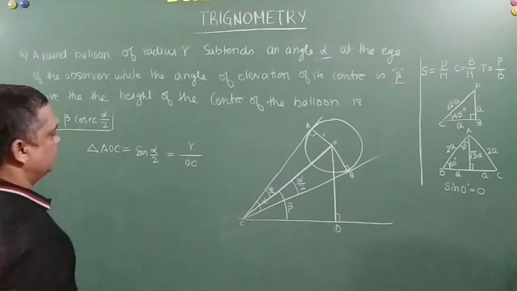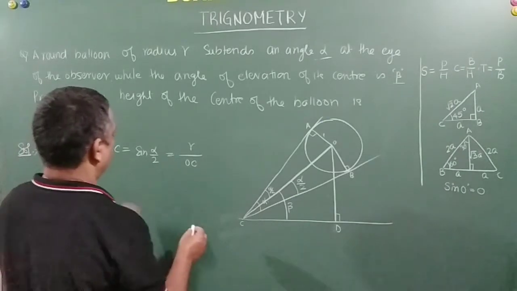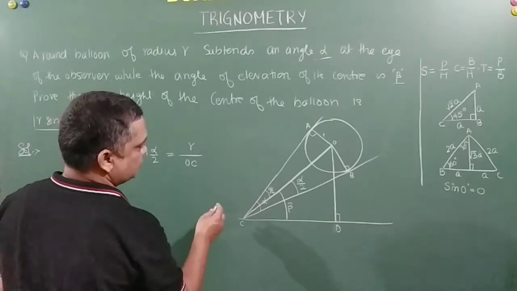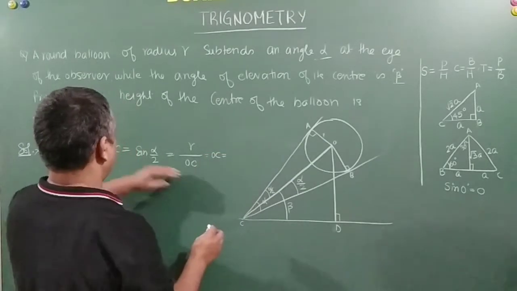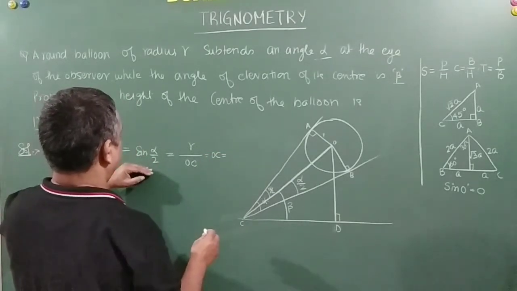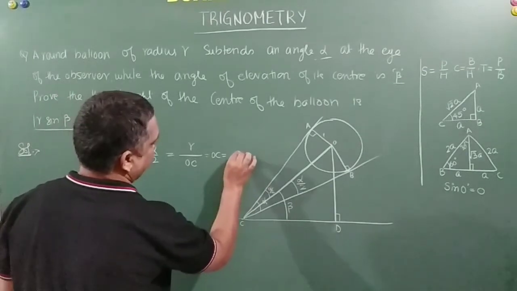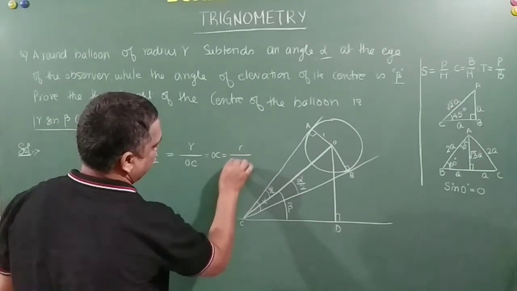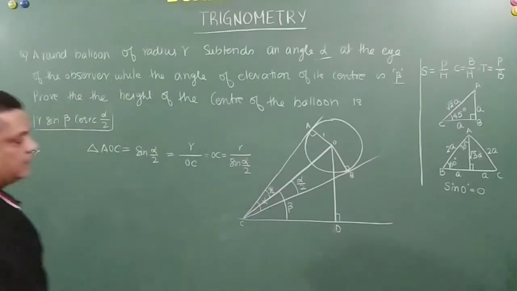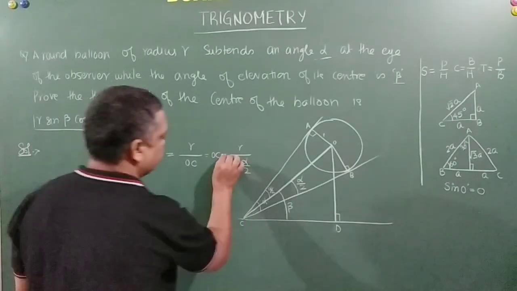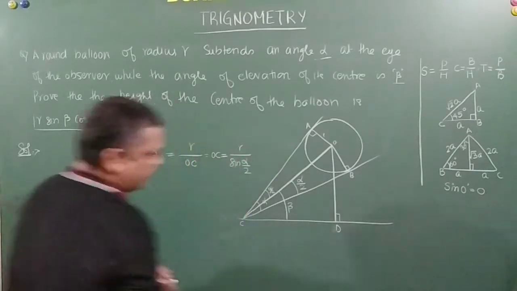Correct? So OC is equal to how much? R by sine alpha by 2. Right? Correct friends? Let us leave it here.